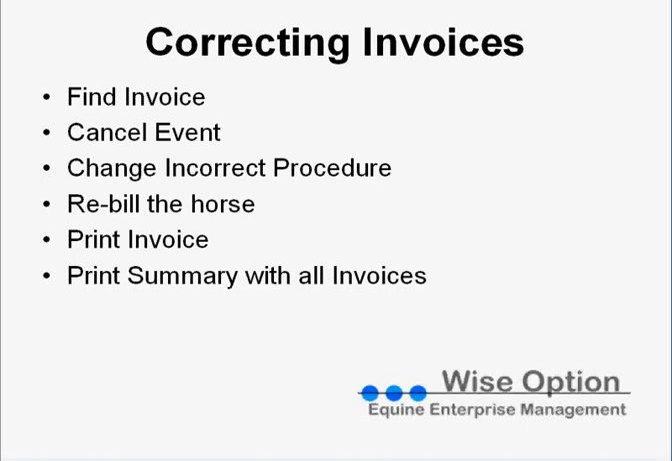This e-learning lesson is going to cover correcting invoices. We will find the invoice that is incorrect or contains the incorrect procedure, cancel the event, change the incorrect procedure, rebill the horse, and then either print out the invoice or the summary with all the invoices based on what your need is. We'll go to Wise Option and go to the Customer tab.